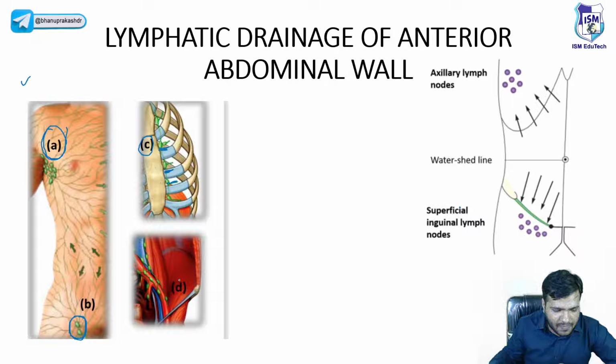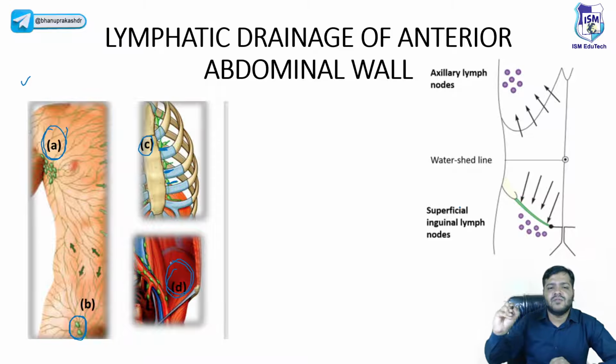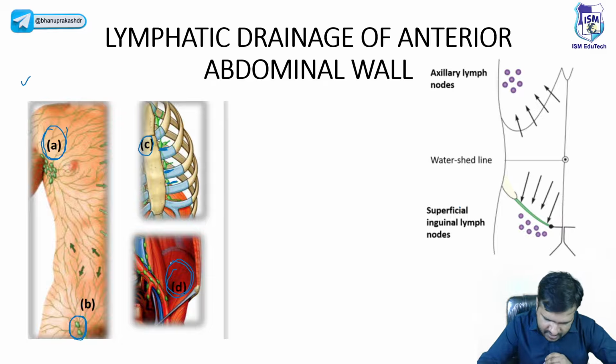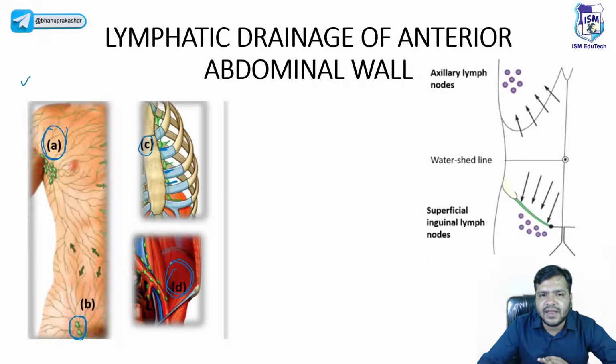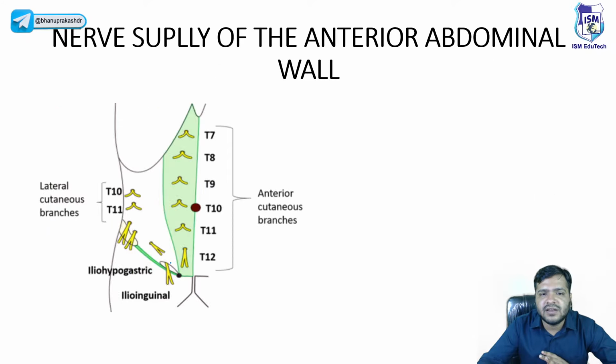Yes, the D one is the external iliac lymph nodes. I hope this picture is also clear. Yes, this picture is also clear. The pictures in the book, the relevant pictures, I'm also taking into account, just trying to make it more clear. Lymphatic drainage is clear.